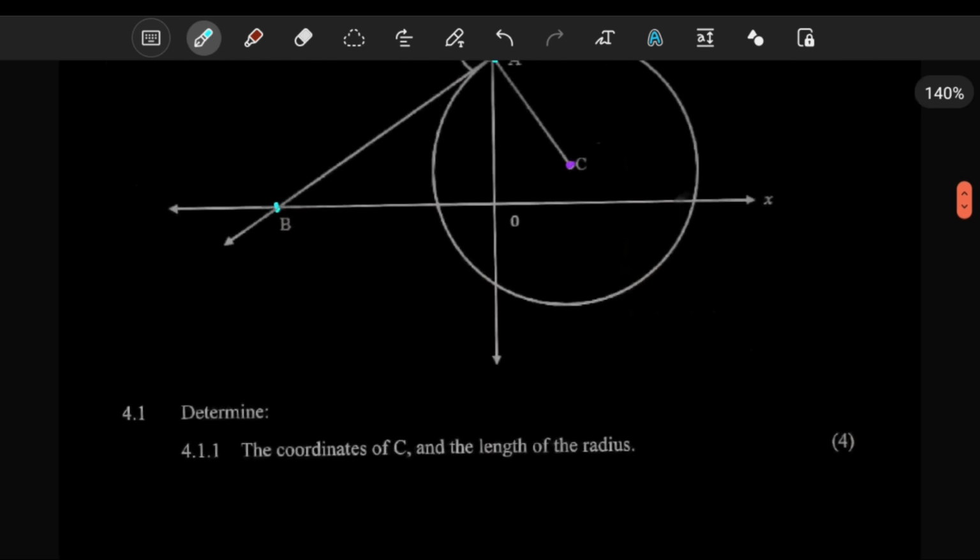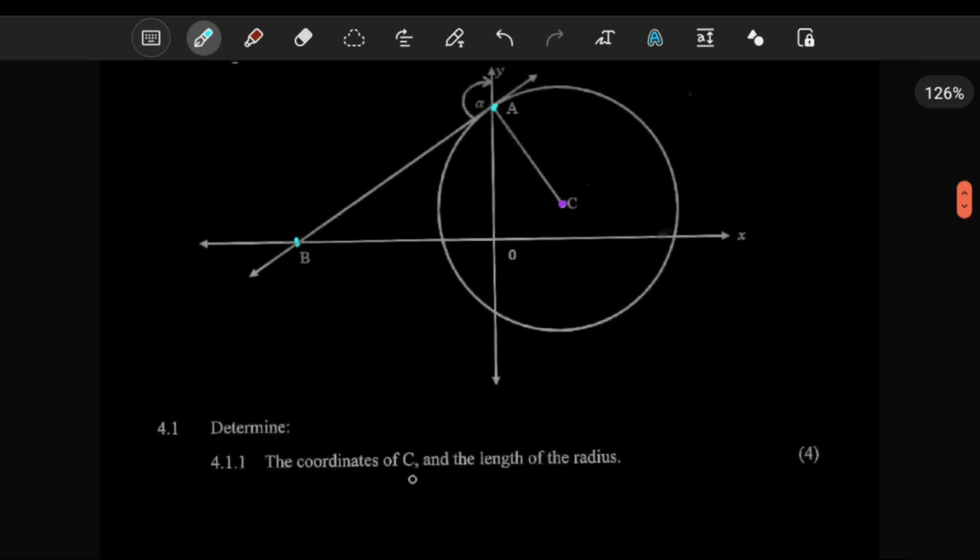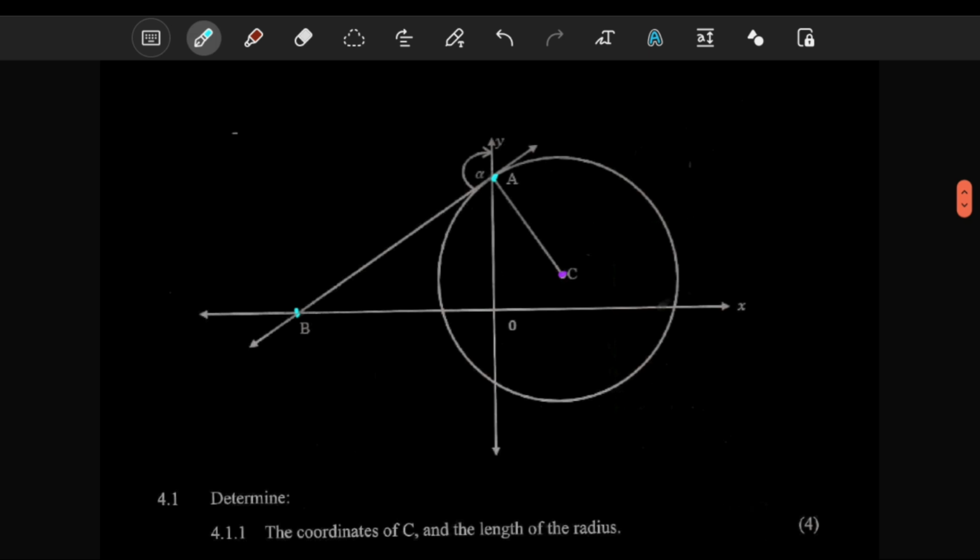But for 4 marks here, they said we should determine the coordinates of C and the length of the radius. It is quite simple because they clearly just want us to put the equation of the circle into standard form. That's literally all they want us to do here. It's 100% what they want you to do.